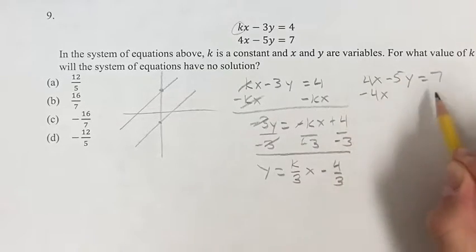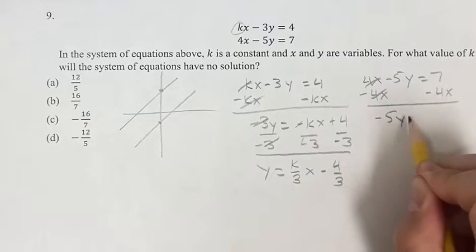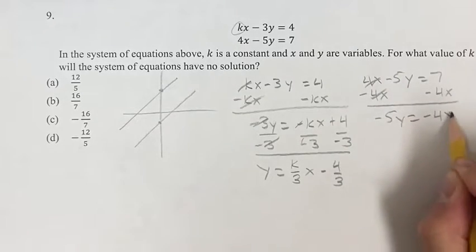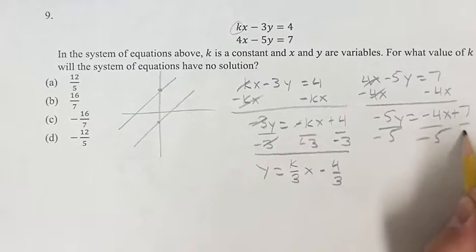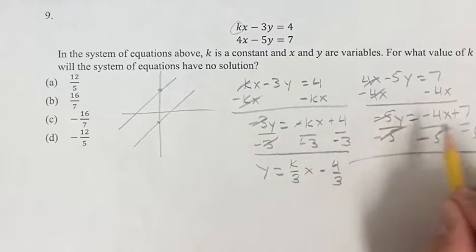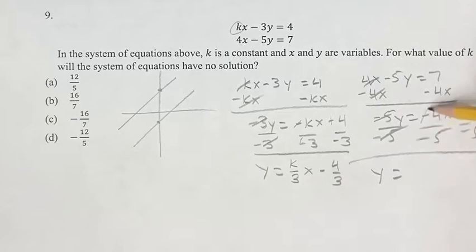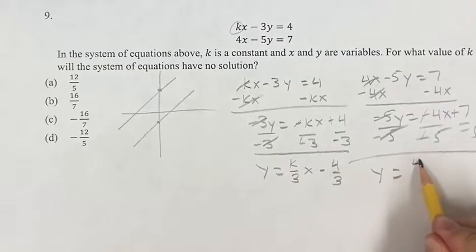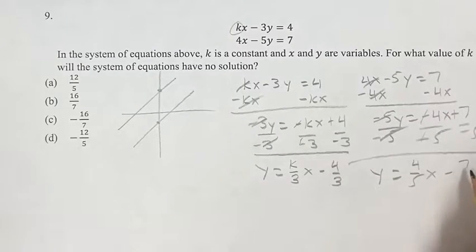And then for the other equation, 4x minus 5y is equal to 7. If we subtract 4x from both sides, we get negative 5y is equal to negative 4x plus 7. And dividing by negative 5 all the way around, we get the y alone. So we get y is equal to negative 4 divided by negative 5, the negatives cancel, so we get 4 over 5 x, and then 7 divided by negative 5 is negative 7/5.